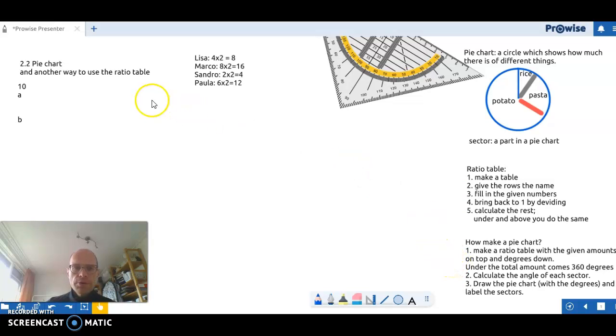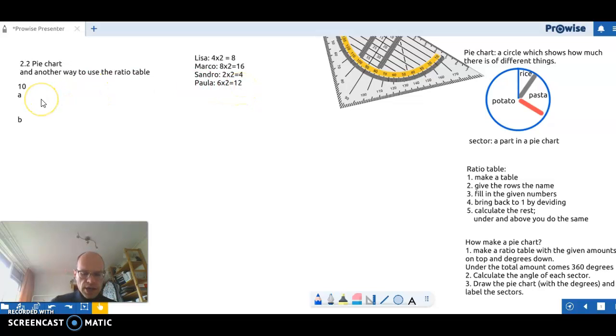Okay, I'm going to show you how with question 10, and question 10 is about selling stamps for charity. Lisa, Marco, Sandro, and Paula are selling stamps for charity, and I haven't copied the pictogram, but I have written it down. Lisa sold 4 times 2 sets, so she sold 8, Marco 16, Sandro 4, and Paula 12.